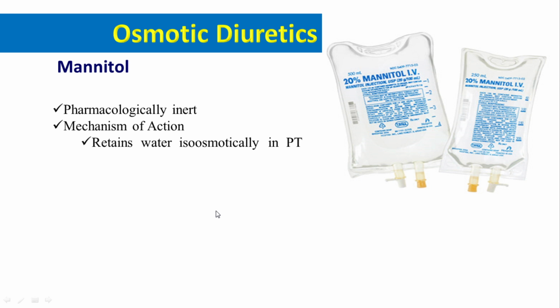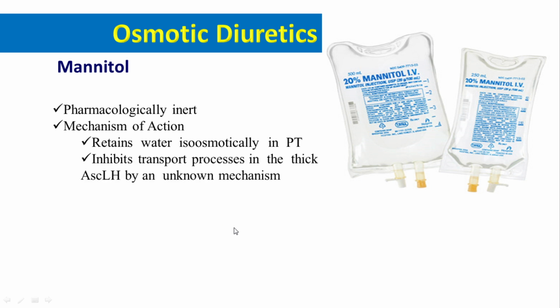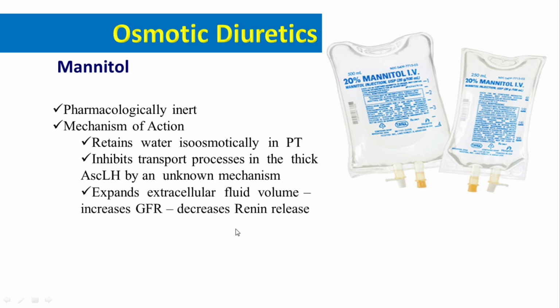Similarly, imagine mannitol present inside the renal tubules, not the tubular cells. If it is in the lumen of the renal tubules, then it will hold on to water, it will pull water isoosmotically in the proximal tubule. That's one of the mechanisms. By some unknown mechanism, it also inhibits the transport process in the thick ascending limb of loop of Henle. We don't know how this happens, but this definitely happens.